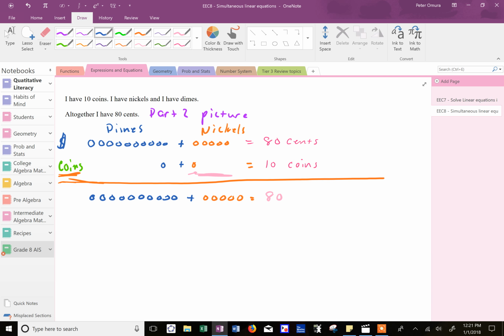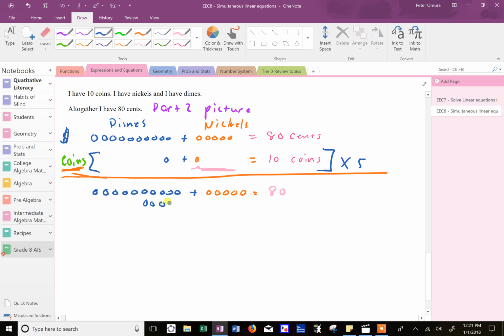And if I multiply this by 5, I'd get 5 more of everything. So I get 5 more dimes. 1, 2, 3, 4, 5. And I would get 5 nickels. 1, 2, 3, 4, 5. But I have to multiply the number of coins I have, and then that would be 50. Now, you may be saying, well, how is that helpful? And I'll show you in 1 second.